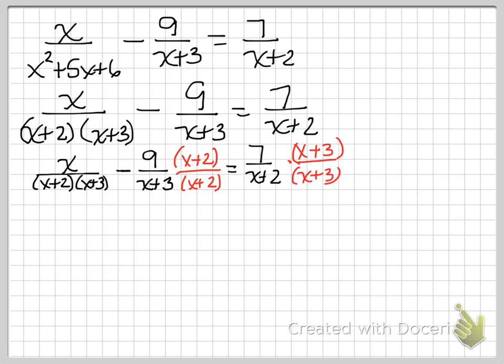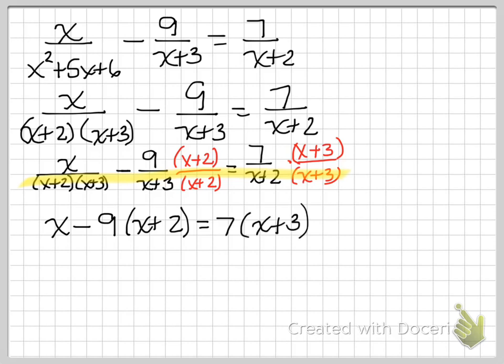Okay, same thing. All of my denominators are the same now. So let's cross them out. And we're left with x minus 9 times x plus 2 equals 7 times x plus 3. Very common mistake of students is on this middle term right here. They forget to bring this negative sign. Don't forget to bring down that negative, because what's going to happen is you're not going to distribute it all the way through and you're going to get your problem wrong.